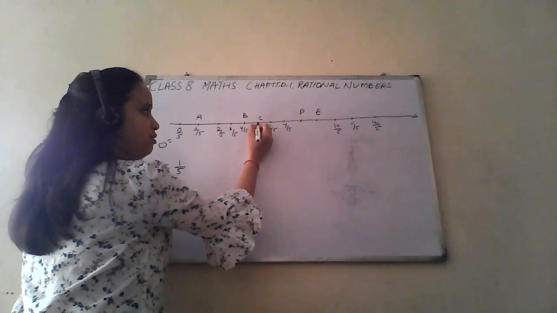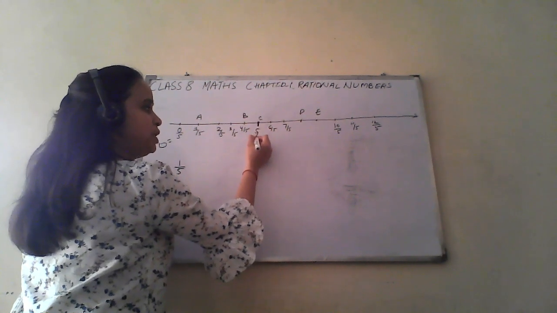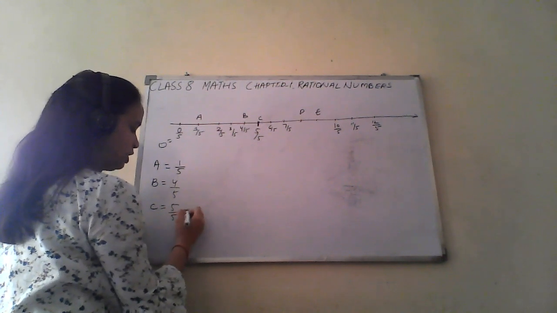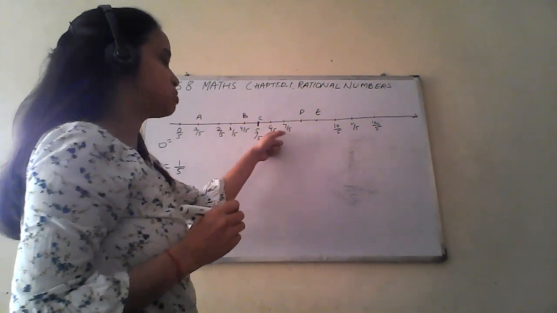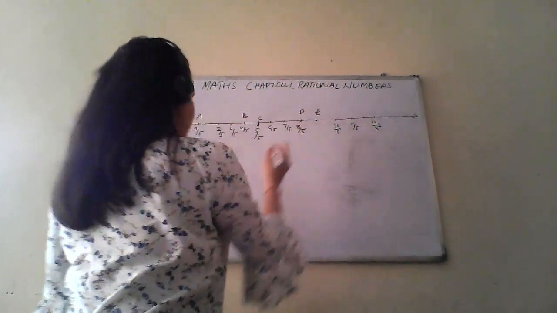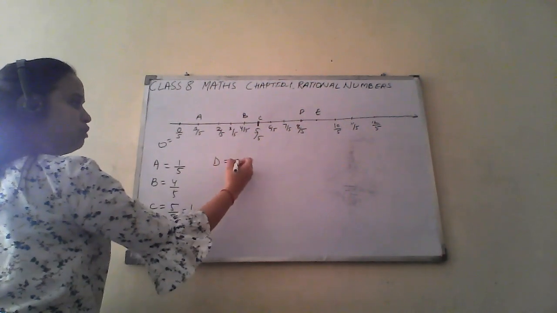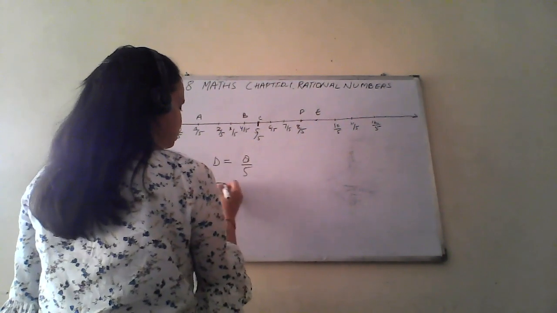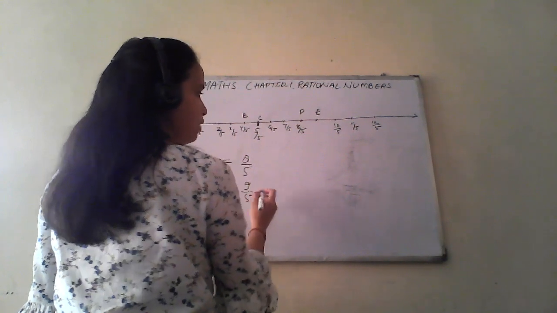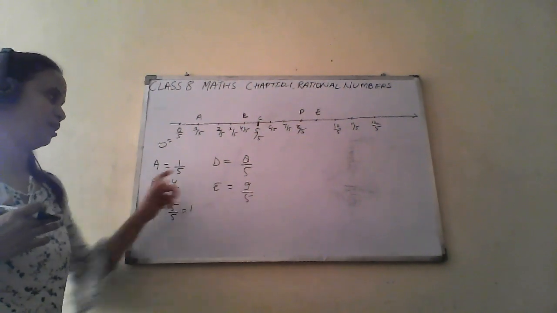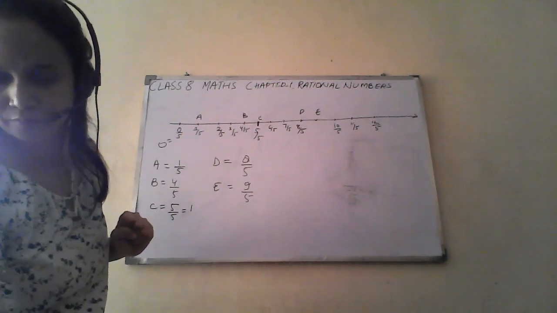C is 5 by 5. The value of C will be 5 by 5, or it is 1. Then we have 6 by 5, 7 by 5. Then the value of D will be 8 by 5. What is the value of D? It is 8 by 5. And what is E? 9 by 5. Okay, so we have the values of A, B, C, D and E.